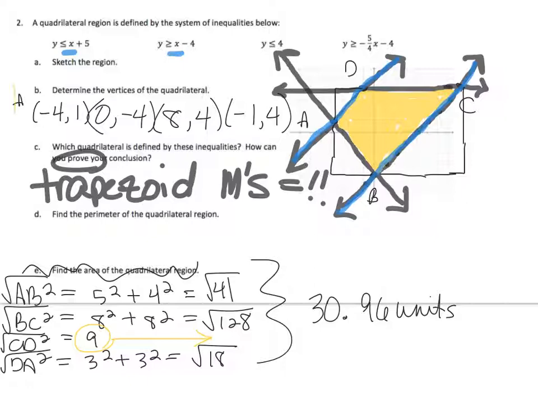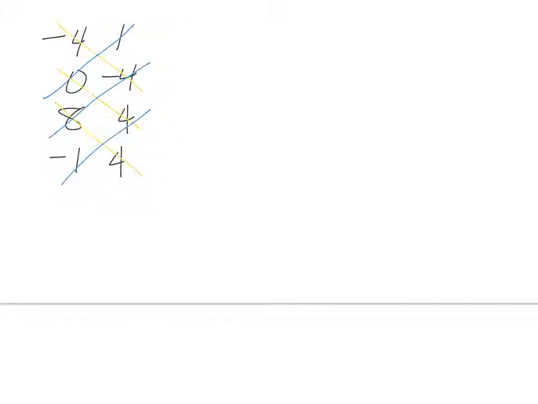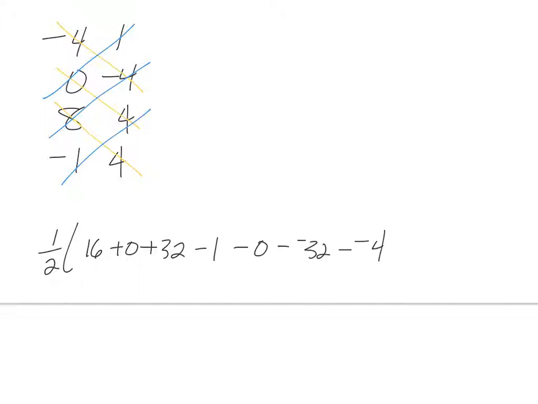I'm going to list these values clockwise, starting at A. Alright, I'm going to do yellow, add the yellow, subtract the blue. -4, -4 is 16 plus 0 plus 32 minus 1. And then subtract the blue. -0 minus a -32 minus a -4 and minus a -16.